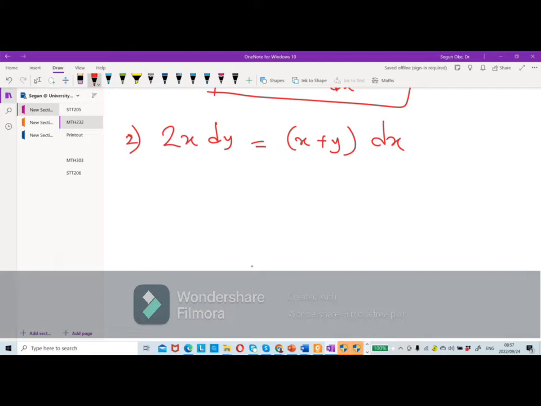Anybody? Look at the board. I want you to talk, please. Yeah, we take the dx to the left side and the dy, we take the x plus y to the left side and 2x to the right side. Okay. Who else again?